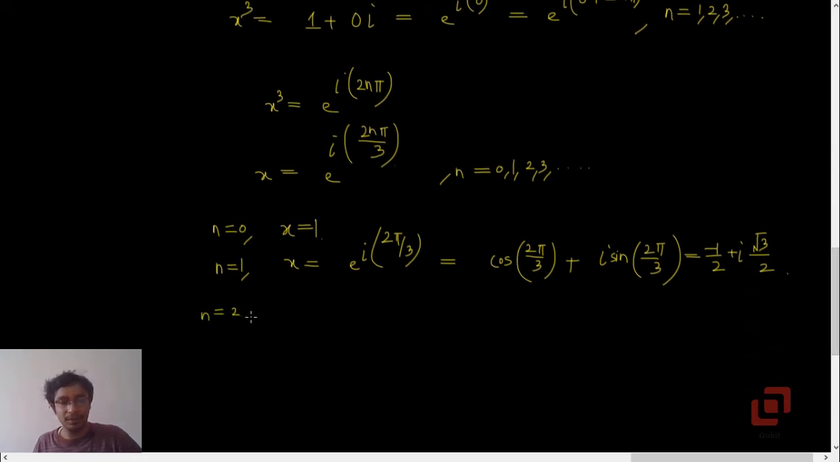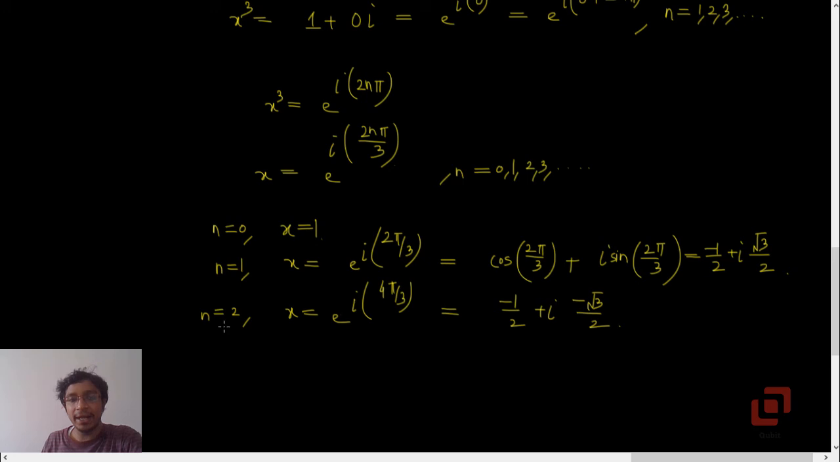Now what will happen if we take n equal to 2? x will be e to the power i 4 pi by 3. So it's cos 4 pi by 3, negative 1 by 2, plus i into sin 4 pi by 3. So this angle is in the third quadrant now. Okay, so for n equal to 1 and n equal to 2, we have got two different complex numbers.